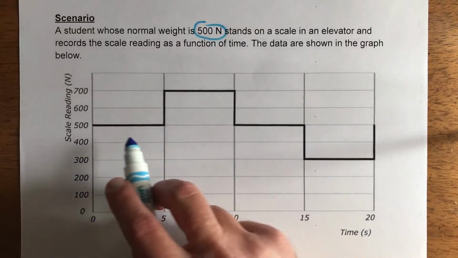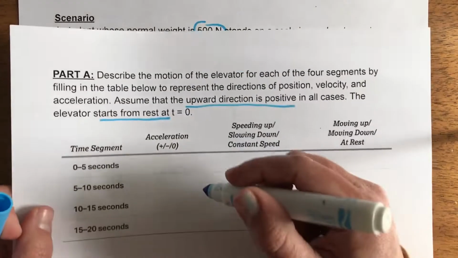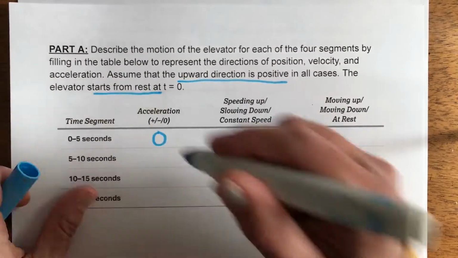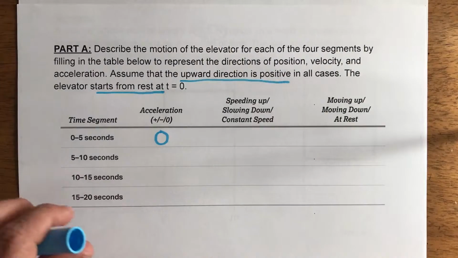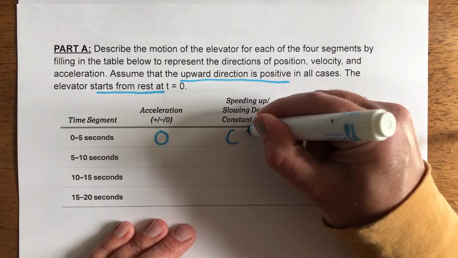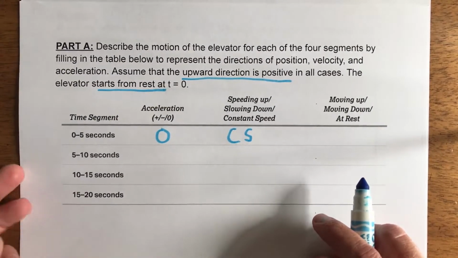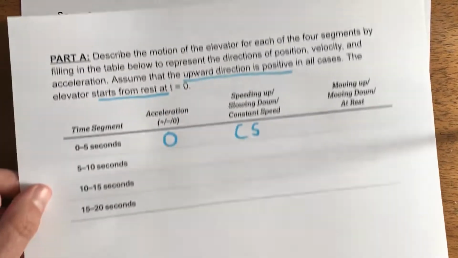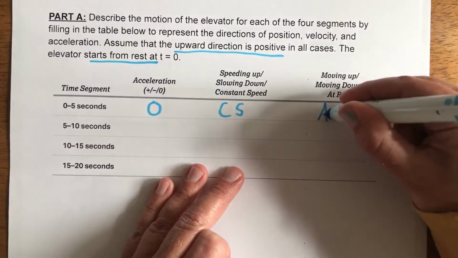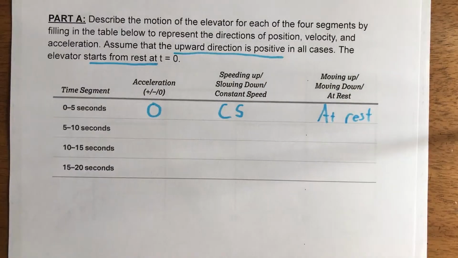What is the acceleration? Well, we have our normal value there, so we know that our acceleration is simply 0. And then it says, is the elevator speeding up, slowing down, or at constant speed? Well, we know it's at a constant speed because if we have no acceleration, we're at a constant speed, and more specifically, we're at rest because we started at 0.